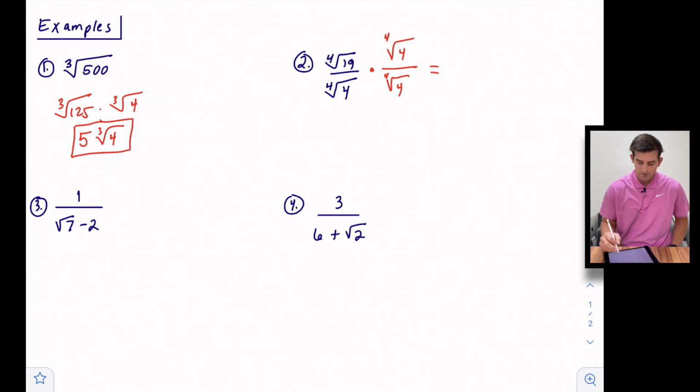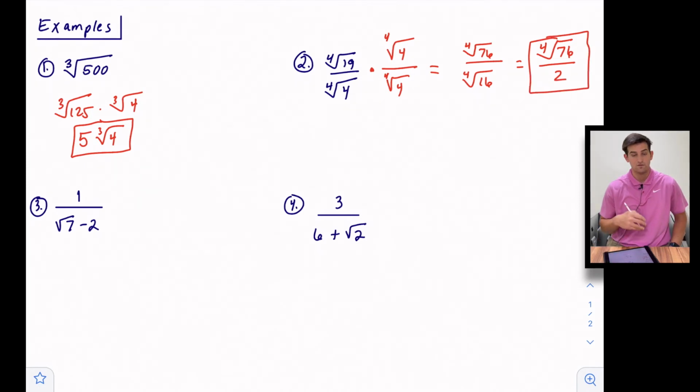Now on the top, I can do 19 times 4, and that gives me the 4th root of 76. On the bottom, I do the 4th root of 16. Now we can simplify this because the 4th root of 16 is just 2. So our answer would be the 4th root of 76 divided by 2.